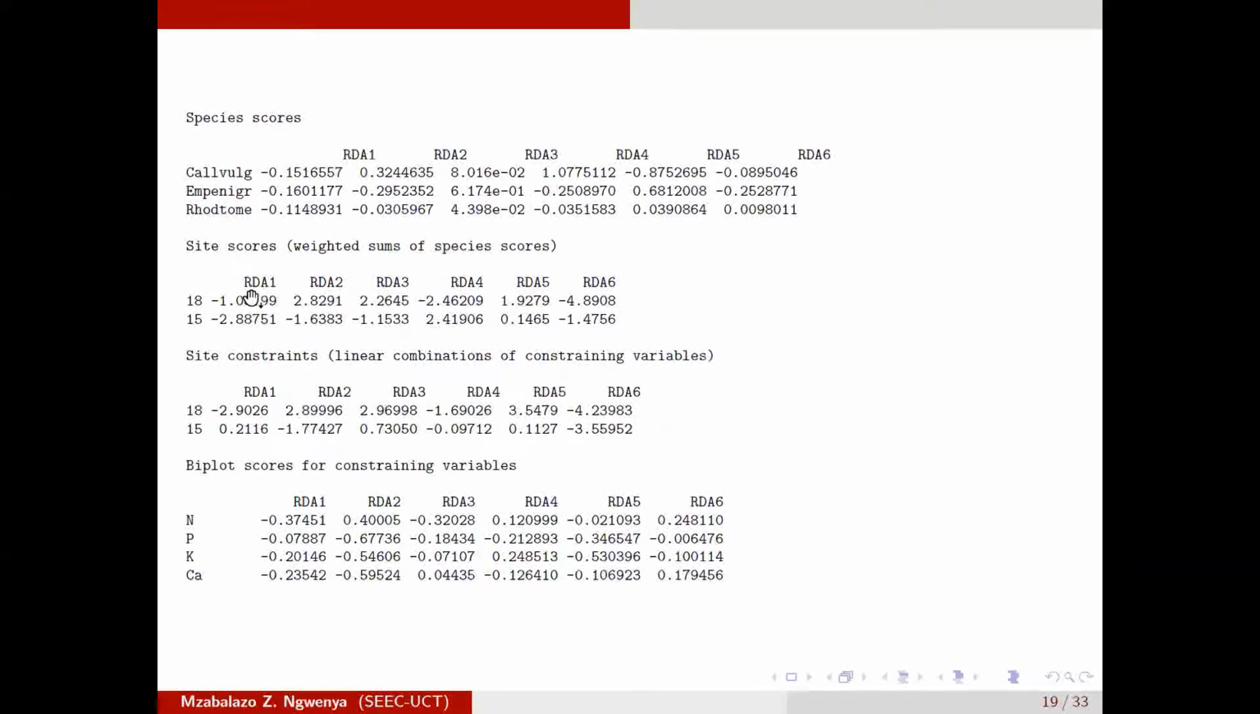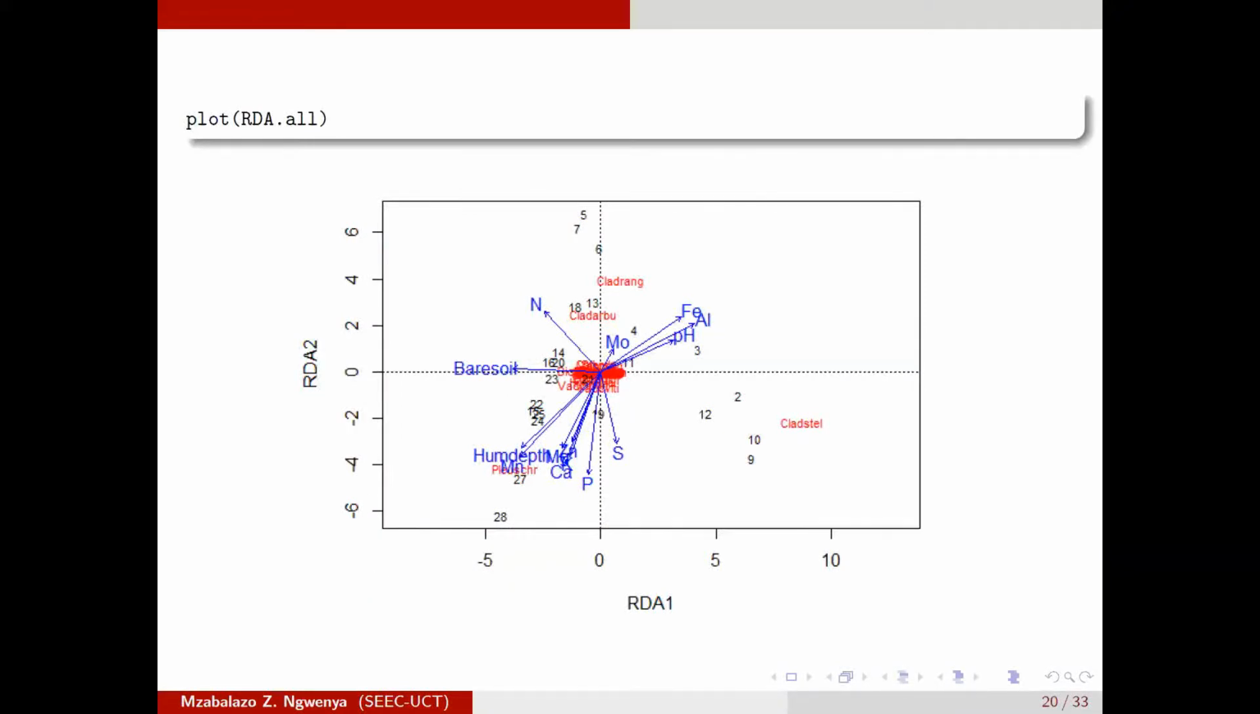If we're working with 2 dimensions, we'll use the first 2 axes to plot the sites. So there's a lot of information that you can get out. But let's look at our plots, which is the main aim when you're doing an ordination analysis. So now we've done a constrained ordination analysis. Here we've got a little bit more information than what we had for the unconstrained ordination.